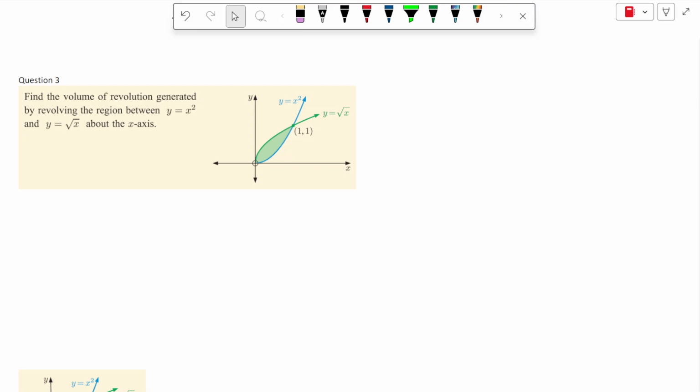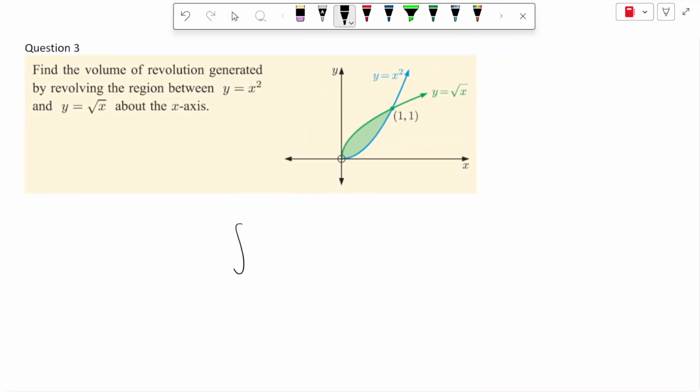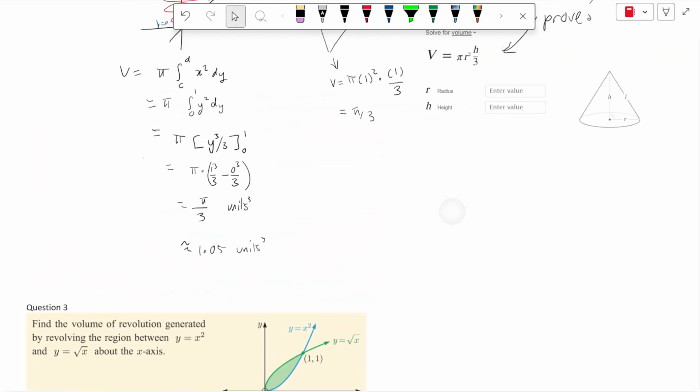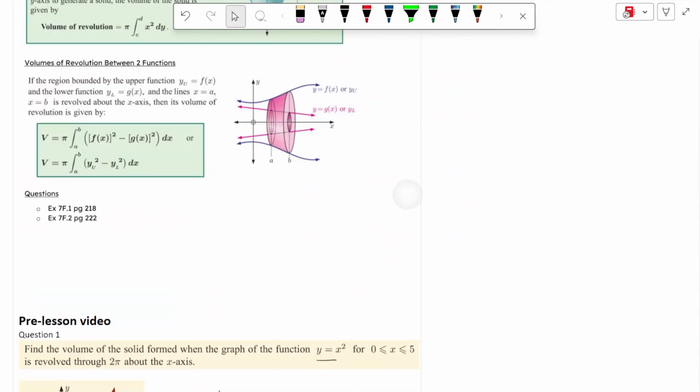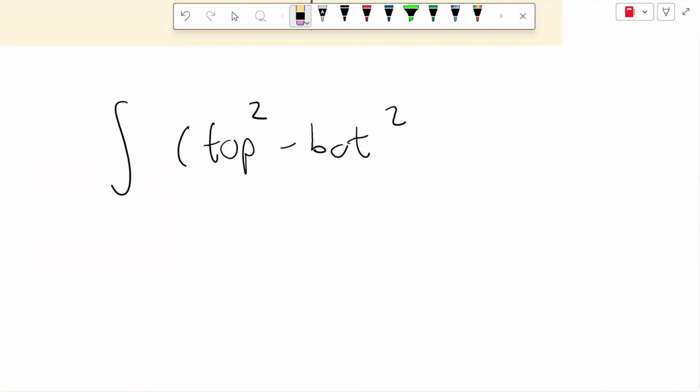Okay, we can also do between two functions. So essentially what you want is the integral of the top minus the bottom squared. Let me just make sure I've absolutely got that right. No, I lied. It's the top squared minus the bottom squared. Okay.